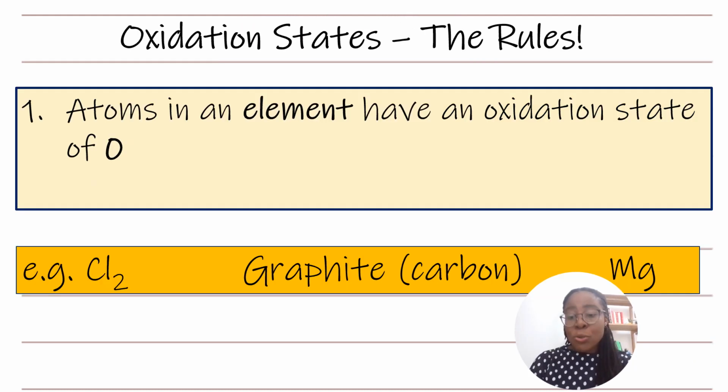So let's get into the rules of how we assign oxidation states. Now, any atoms in an element will have an oxidation state of 0. So for example, a chlorine molecule, just an element, so each chlorine atom would have an oxidation state of 0. Carbon in graphite, oxidation state of 0. Any metal just by itself, oxidation state of 0.